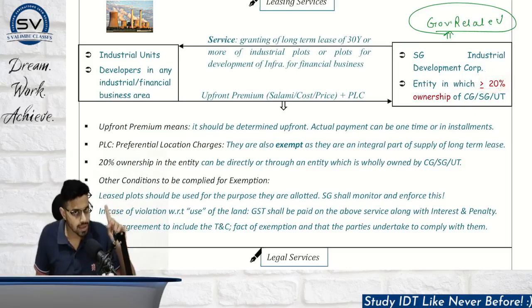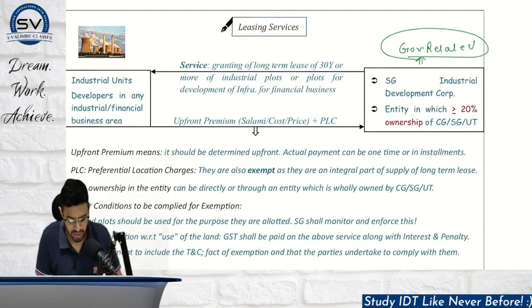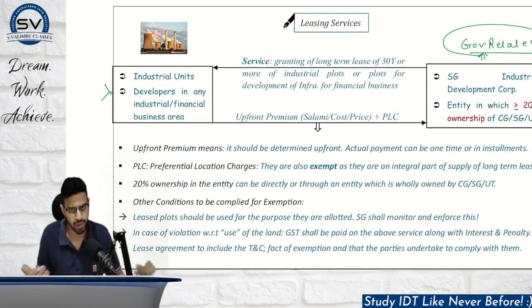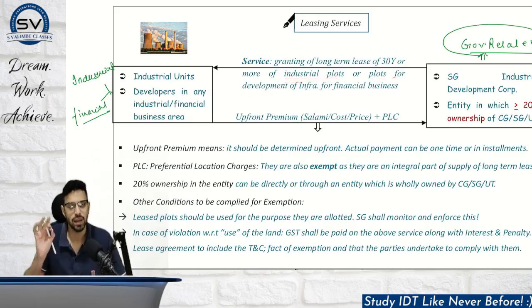Okay. Supply of service and assignment is to whom? Industrial units or developers in industrial or financial business area. So this is for the promotion of industrial and financial sector, because India needs growth in these two sectors. Industrial and financial. Okay. Now what is the exact service? Granting of long-term lease of 30 years or more of industrial plots or plots for development of infrastructure for financial business. Basically 30 years or more lease is being granted for the promotion of business.